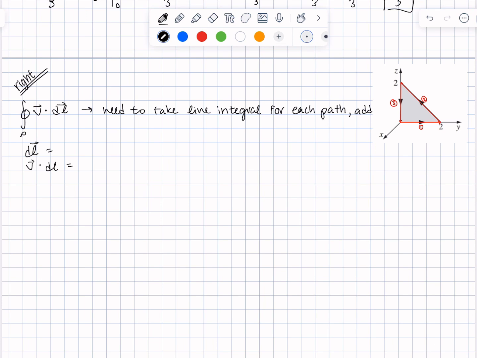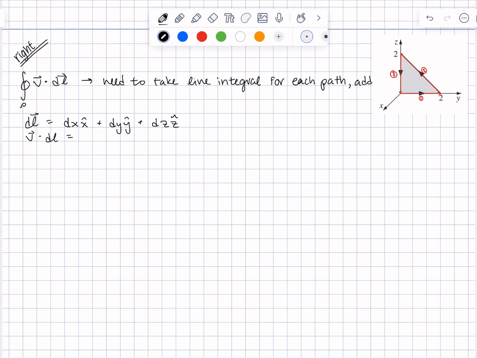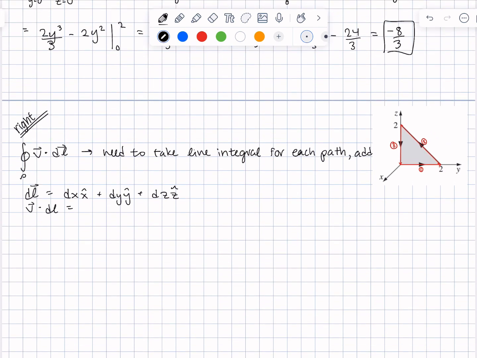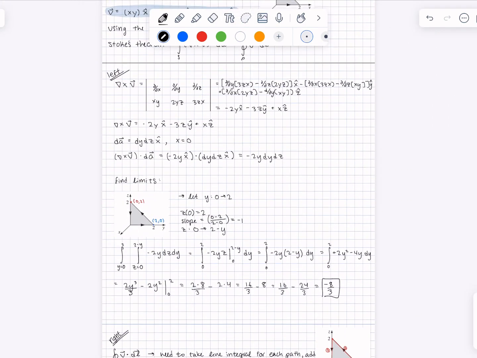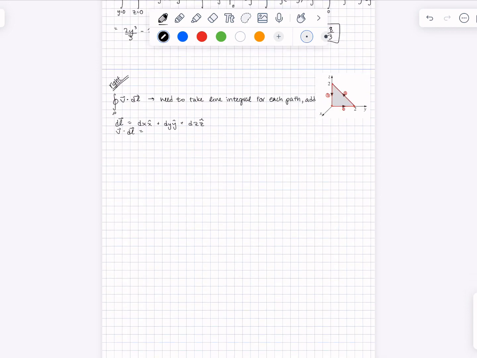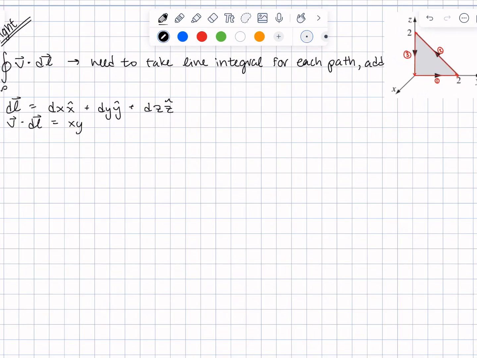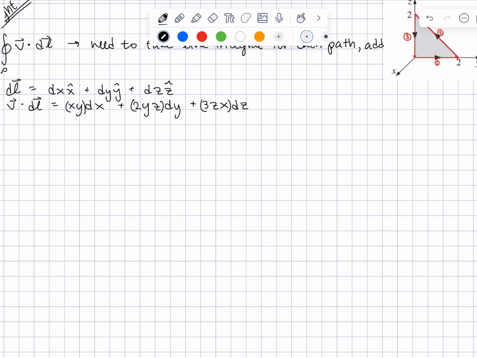So since we're in Cartesian coordinates, we can just say that our dl is going to be dx x hat plus dy y hat plus dz z hat. And therefore, when we dot dl with our function, over here, we're just going to have (xy) dx plus (2yz) dy plus (3zx) dz. I'm going to put parentheses to make it more clear. Okay. Now we're just going to go for each path one at a time.